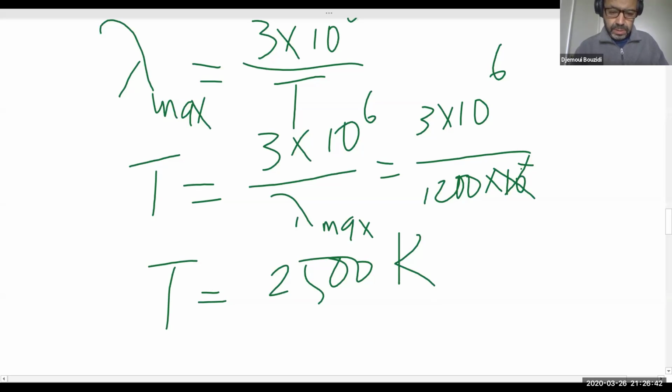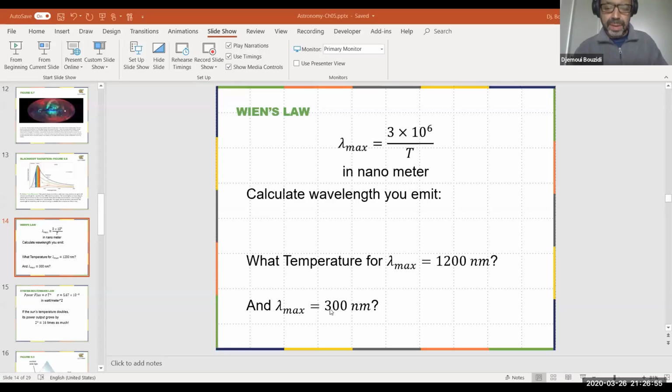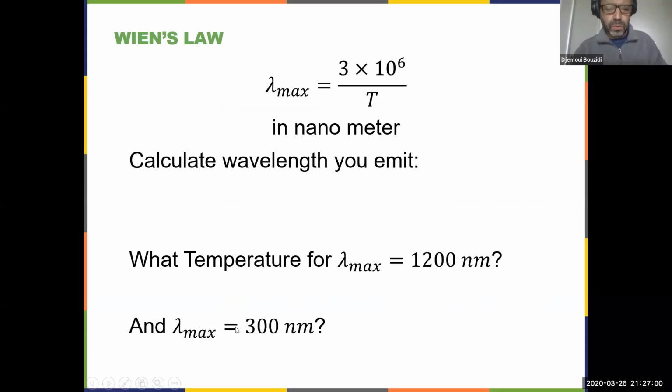So let me stop sharing this and go back to the other slide. So here is the question. Lambda max, the maximum wavelength, is 300 nanometers. So what is the temperature? Again, you're going to divide 3 million by 300. So the 100 cancels, and then you have 10,000 Kelvin. So that's basically, in a nutshell, the answer to this question.